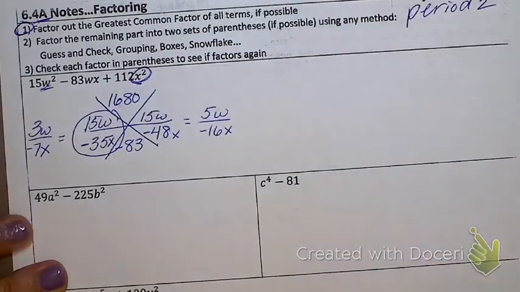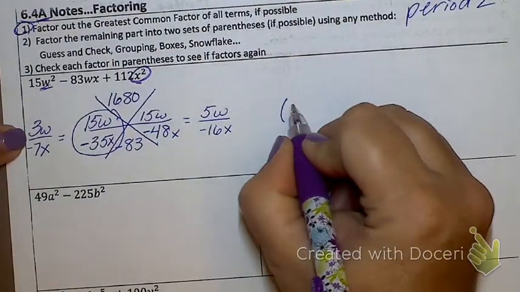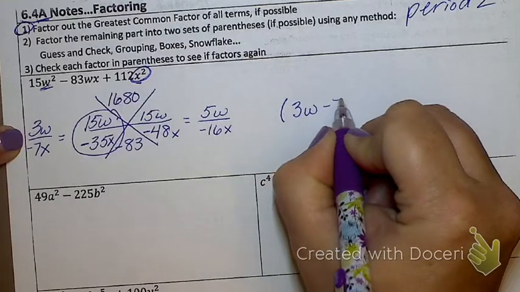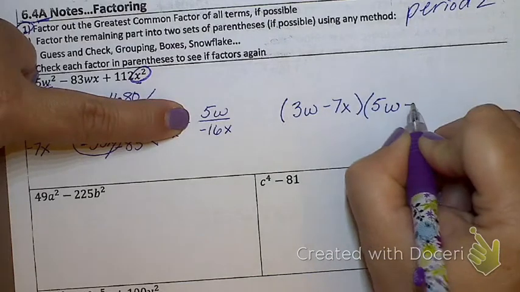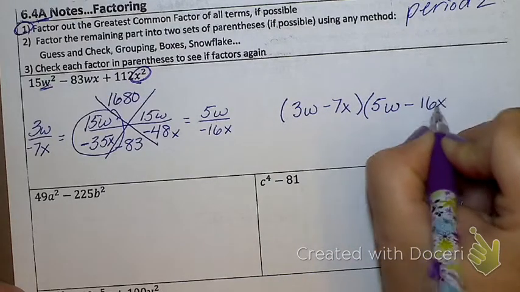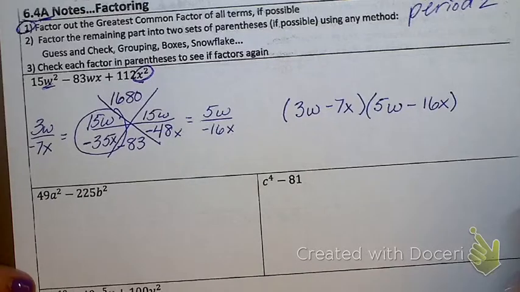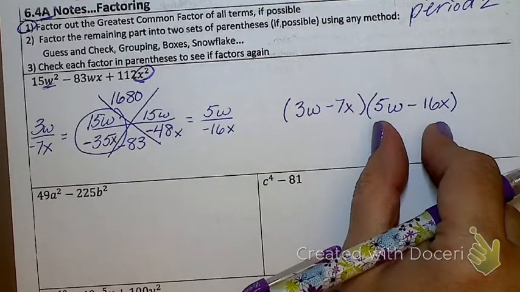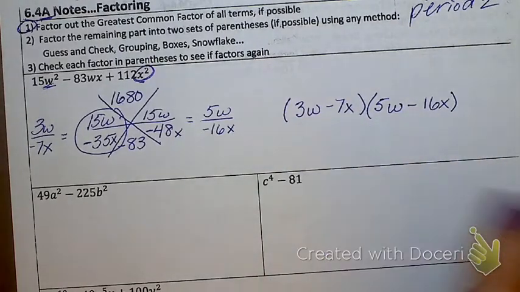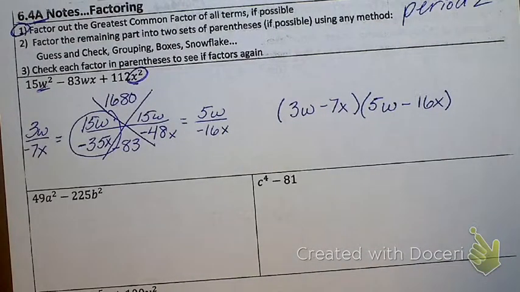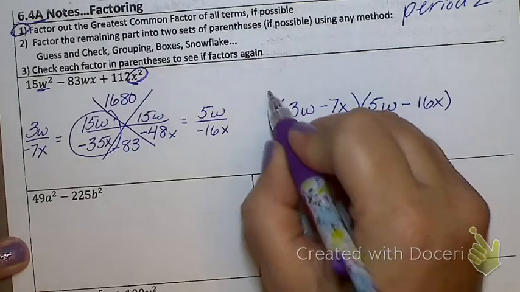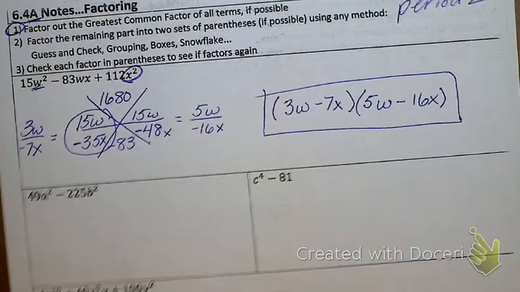So what are my two parentheses? One of them is 3w minus 7x, and the other one is 5w minus 16x. Does it matter if your answer has 5w minus 16x first and then 3w minus 7x? Nope. As long as my two parentheses are your two parentheses, it doesn't matter which order you write those parentheses in. Okay, questions there? Okay, moving on.